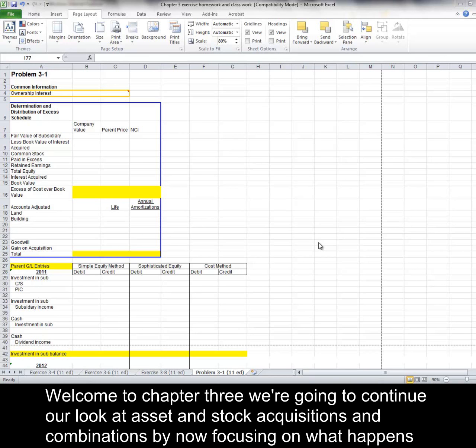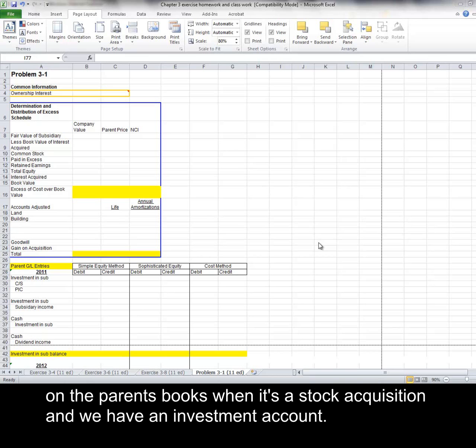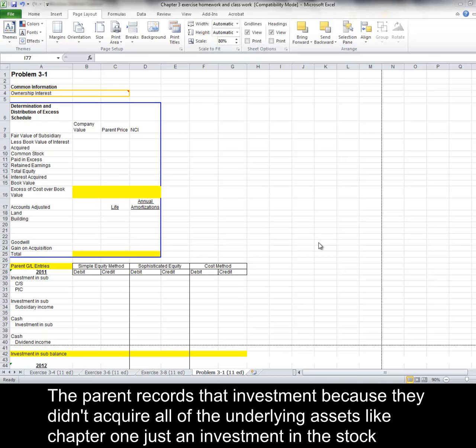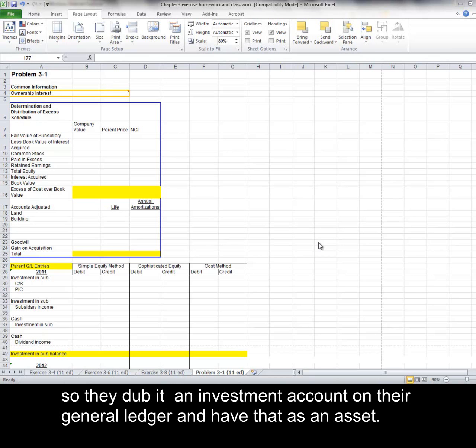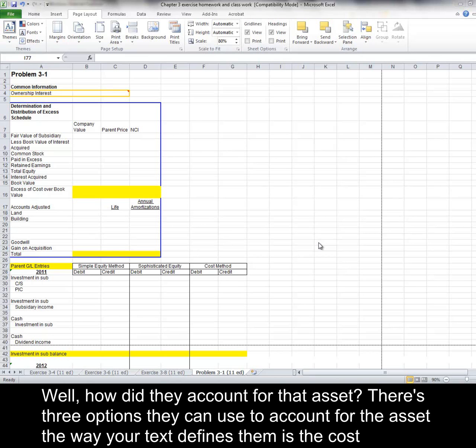Welcome to Chapter 3. We're going to continue our look at asset and stock acquisitions and combinations by now focusing on what happens on the parent's books when it's a stock acquisition and we have an investment account. The parent records that investment because they didn't acquire all of the underlying assets like Chapter 1, just an investment in the stock. So they debit an investment account on their general ledger and have that as an asset. Well, how do they account for that asset?